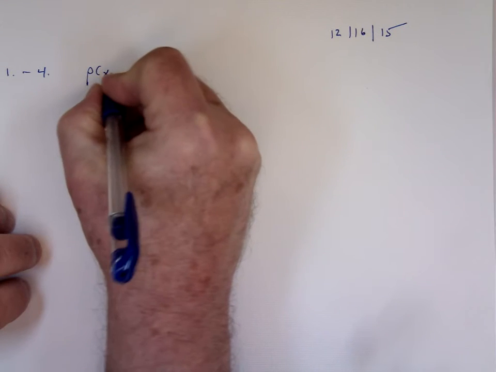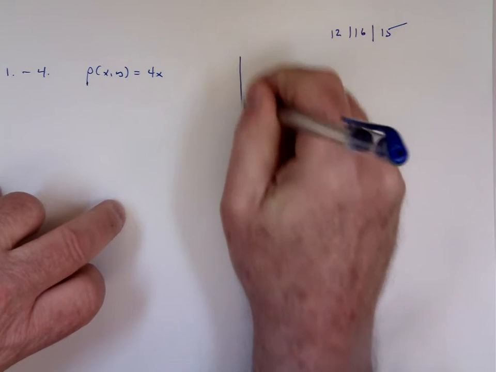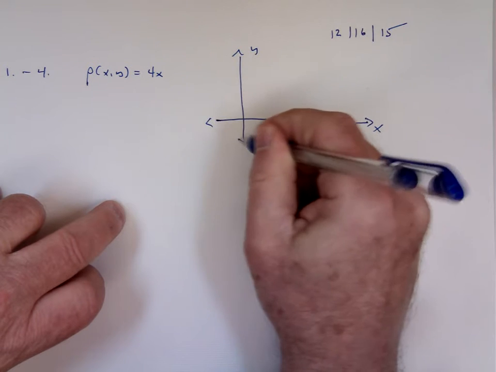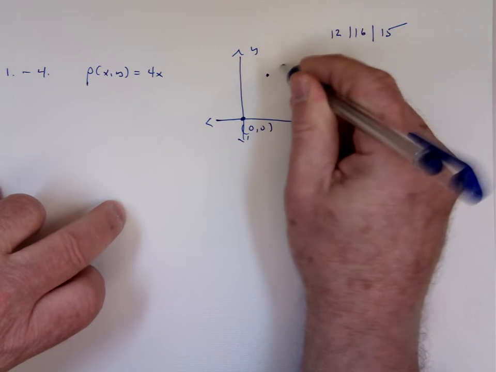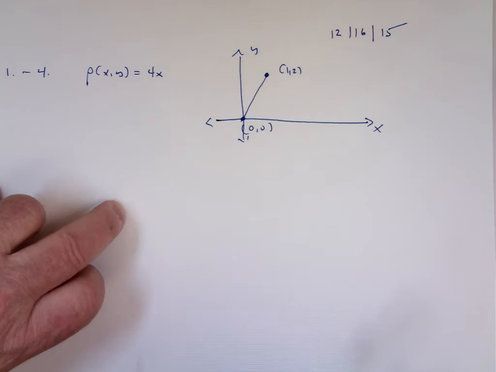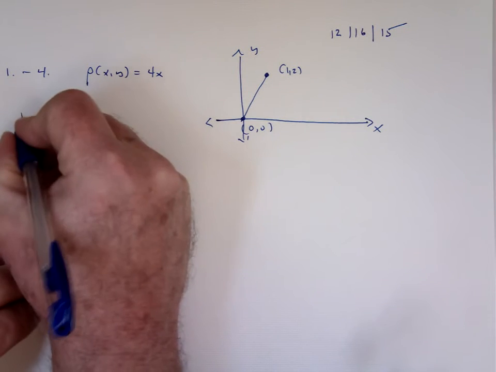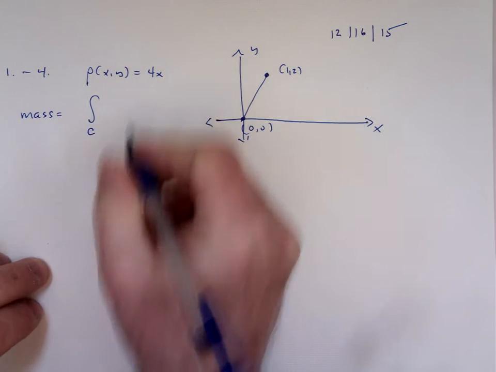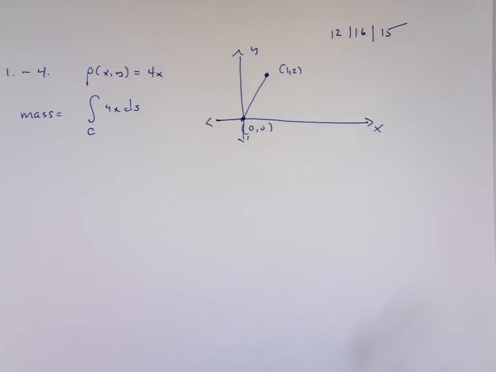Density function for x. We have a wire from 0, 0 to 1, 2, and we want to find its mass. So the line integral that gives the mass is the integral of our density function over the arc length. Okay, that's a line integral.